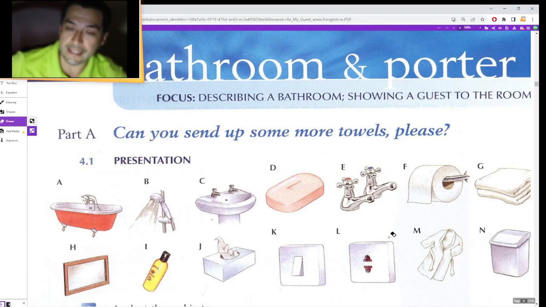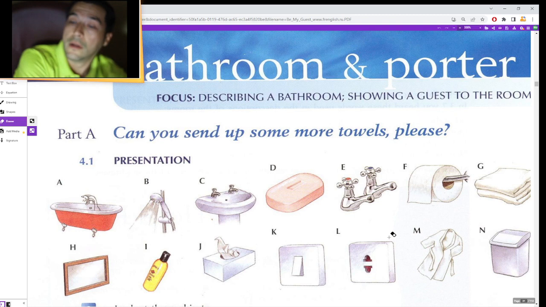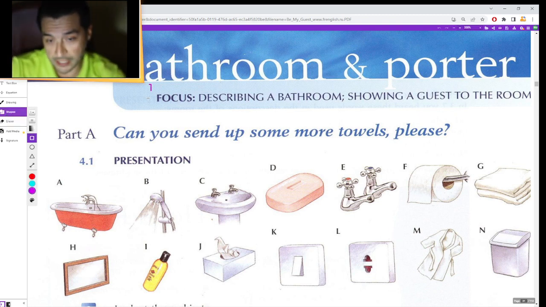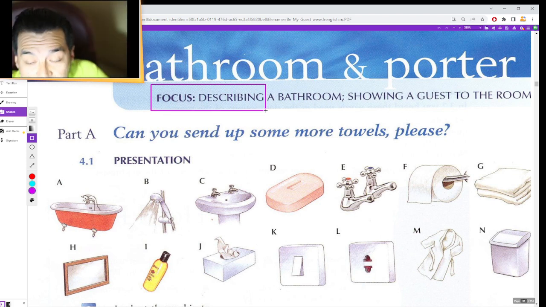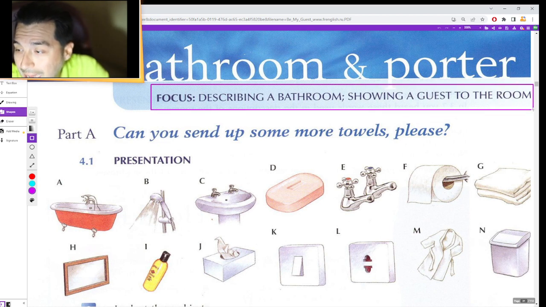This class is the bathroom and porter. In this class, the focus of this class is describing a bathroom, showing a guest to the room.